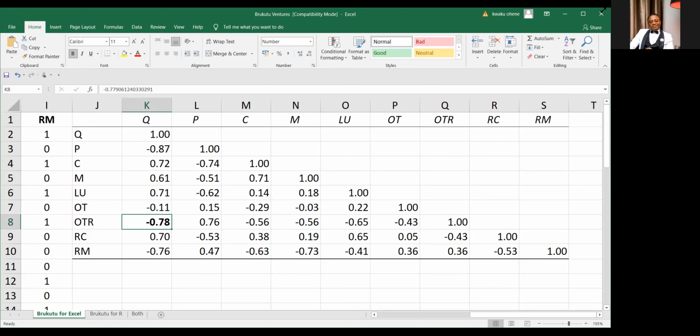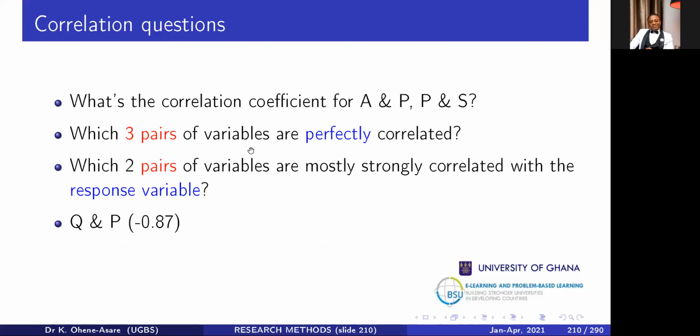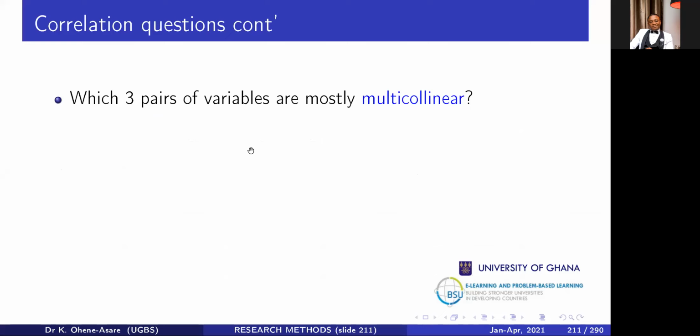Okay. You all seem to be fine. The answers you're giving show that you're right. So let's go to the next question. The next question says, which three pairs of variables are mostly multicollinear? Now, maybe you want to write a definition of multicollinear down, because once you have the definition in your mind, it will save you a lot of trouble.